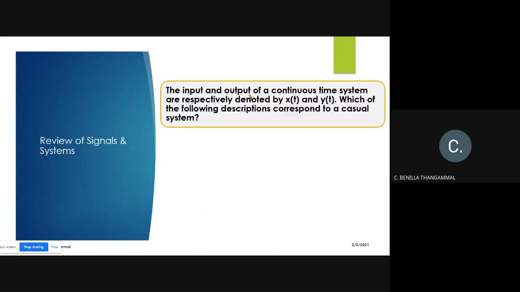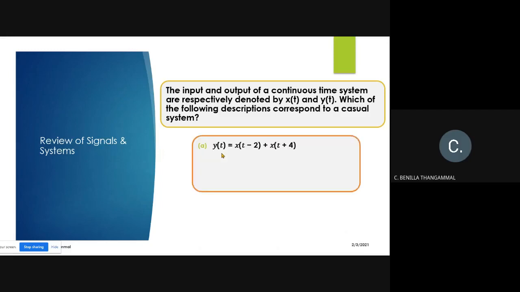Next is the input and output of a CT system are respectively denoted by x of t and y of t. Which of the following descriptions corresponds to the causal system? So for a causal system, you have to keep it in mind: the output depends upon the past and present input. So it is said to be causal. Even if one sample depends upon future, it is said to be non-causal. So we can see the options here. Option A, B, C and D.